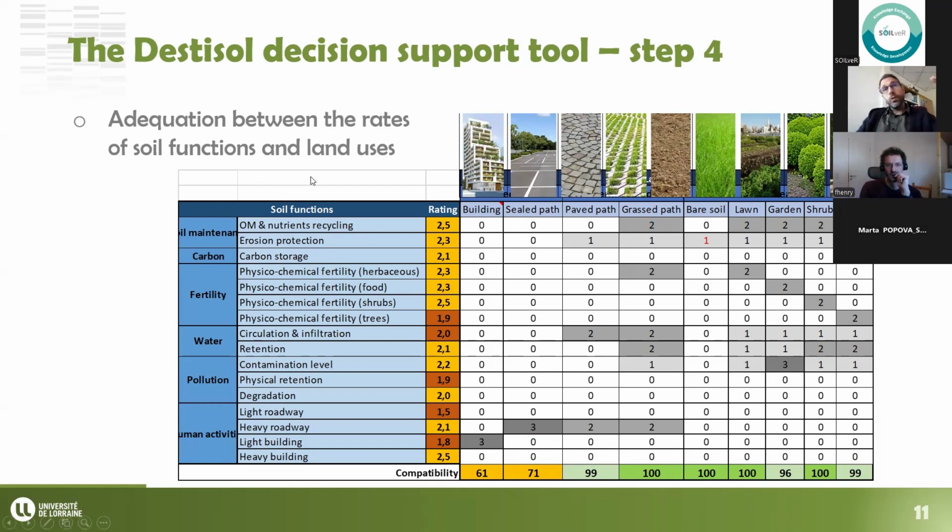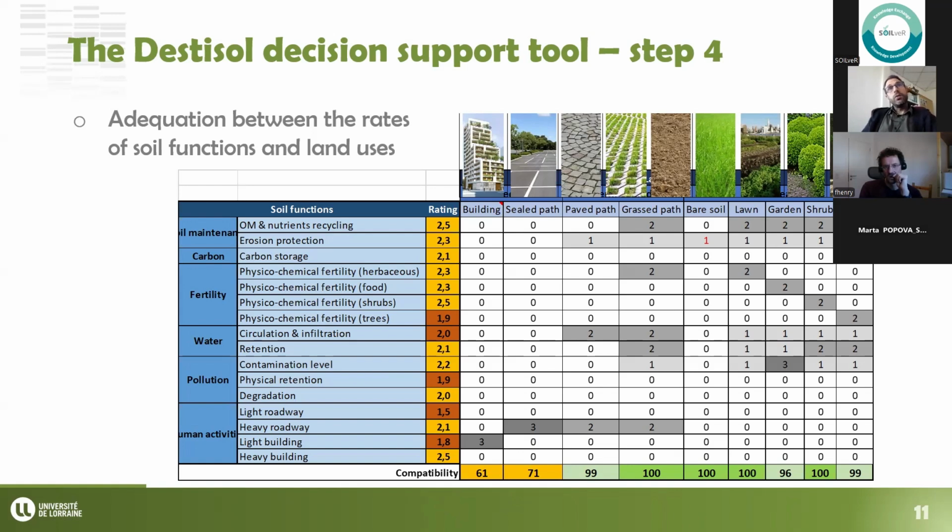And based on the soil properties and the scores of soil functions, we can estimate, let's say, an adequation between the actual state of the soil and the potential to host a soil cover. You can see that in this case, for this soil, the soil is 100% compatible with a grassland, but only 60% compatible with a building, maybe because of a lack of geotechnical properties.